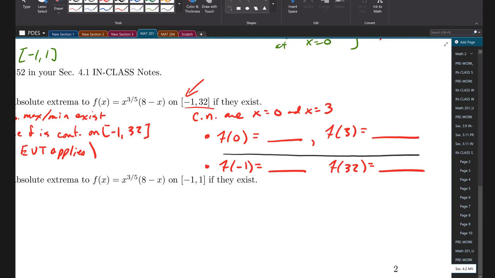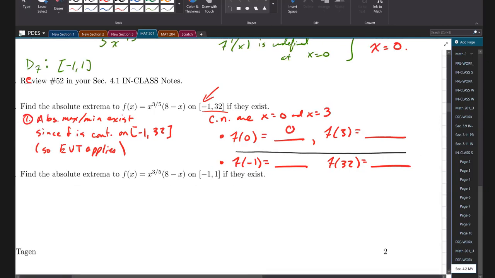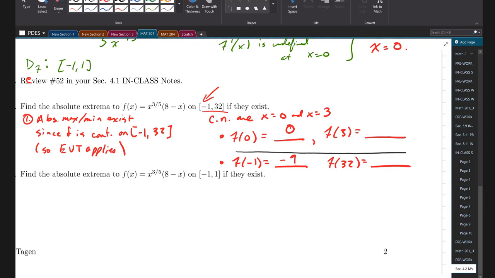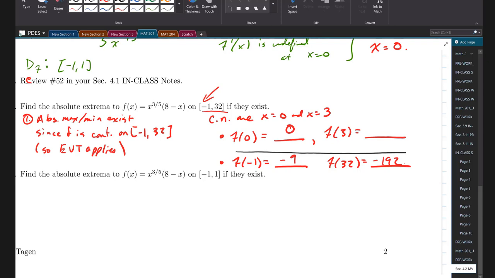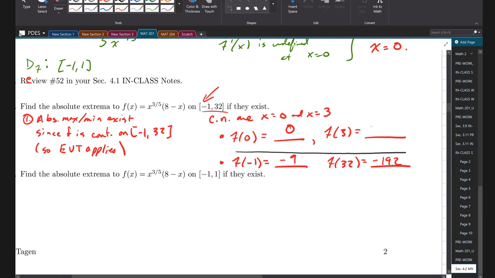If we plug 0 into this function, it spits out a 0. If we plug a 3 into this function, I'll give you the answer in just a minute. If we plug in a -1 into this function, it spits out a -9. And if we plug a 32 into this function, oh gosh, minus 192, I think. Yep. And if we plug a 3 into this function, it spits out approximately 9.67.